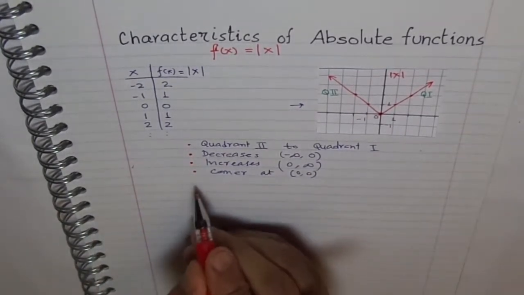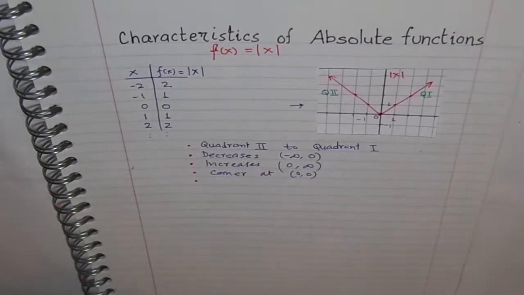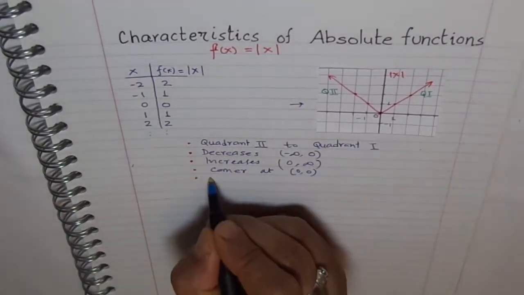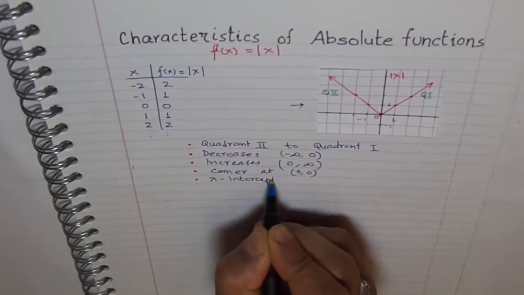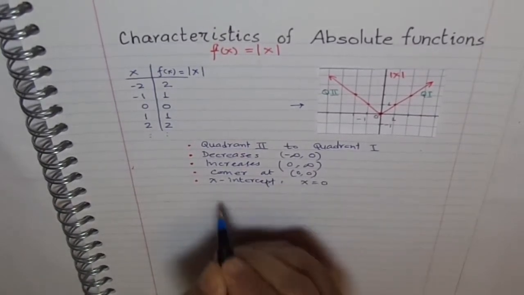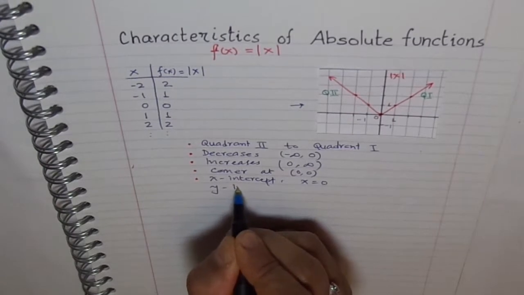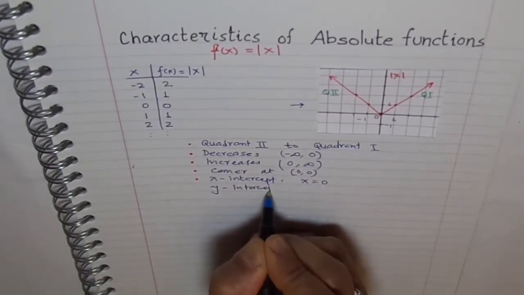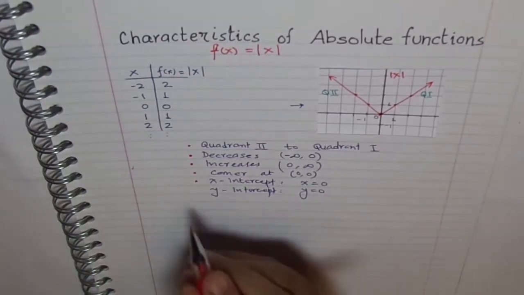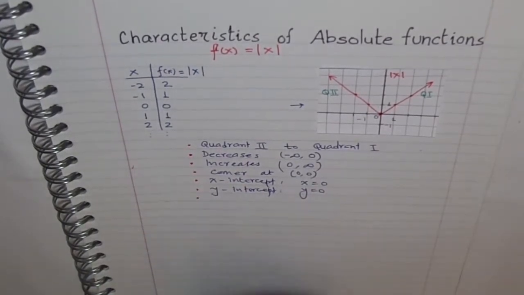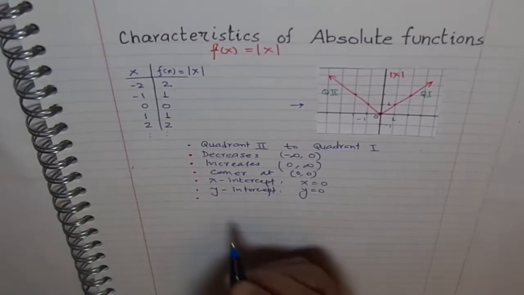How about the x and y intercepts? The x-intercept is 0. So write x-intercept is at x equals 0. How about the y-intercept? The y-intercept is also at y equals 0, right? So at the origin, we have both the intercepts, all right? How about domain and range?